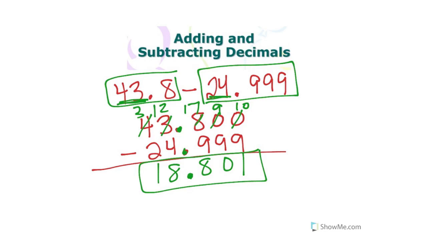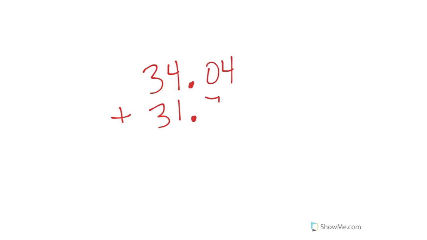Again, guys, please make sure that you're noticing how my decimals are lined up. You have to line up the decimals and your place value has to be correct. Otherwise, you're going to get the wrong answer. Let's try another one. This time we're going to add. Let's add 34 and 4 hundredths plus 31 and 7/10. Remember, the tenths have to stick with the tenths, the hundredths with the hundredths.